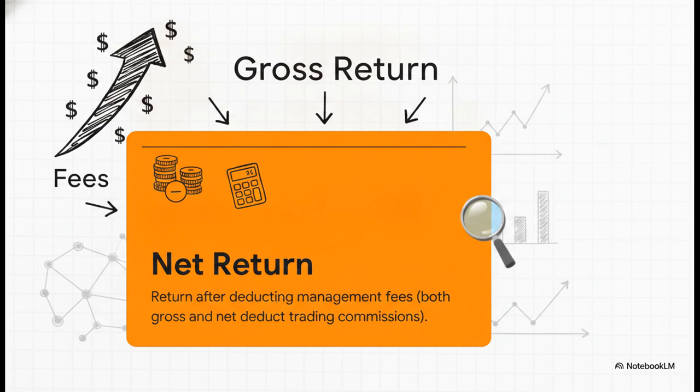Another absolutely crucial point here is understanding the vocabulary around fees. Gross return is the total return on a security portfolio before you deduct the fees for the management and administration of the account. Net return is simply what you're left with after those specific management fees are taken out. But here's the trick that constantly catches people out. Both of these measures deduct trading commissions and the other direct costs needed to generate the returns in the first place. The strict, literal differentiator between gross and net is purely those management and administration fees. So always double-check if you're looking at a gross or net figure before you make any allocation decisions.